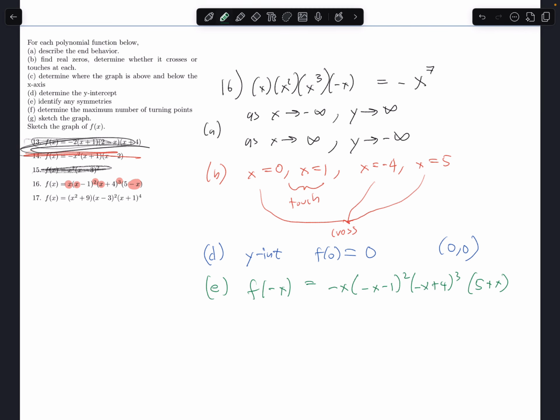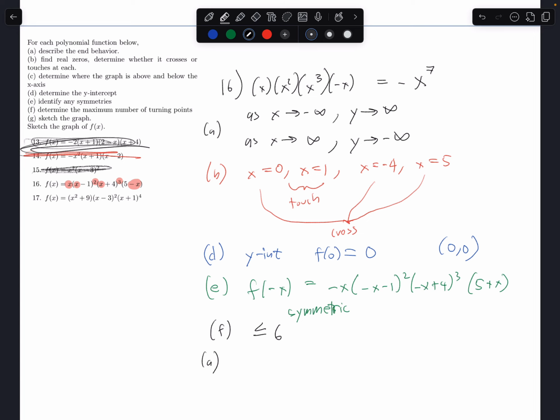So you see how it doesn't work? So that's not symmetric. If you're suspicious that it might be, what you can always resort to is multiplying that whole thing out, which is a big ugly monster. But you could, and you'd notice that you have a mixture of odd and even powers, which makes it neither. You'd also notice that it's not the exact opposite of the original. Okay, so that is letter E. Letter F is the number of turnarounds. It's going to be less than or equal to 6 turnarounds because the power was 7.